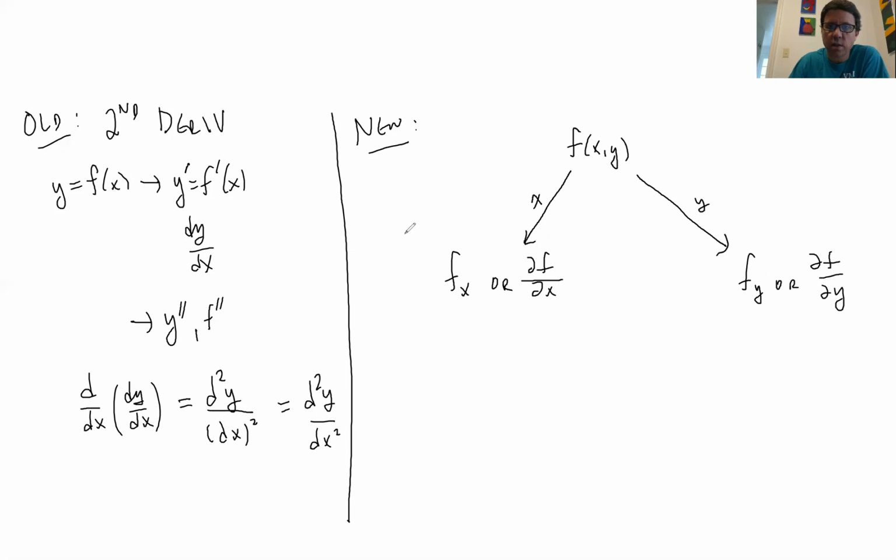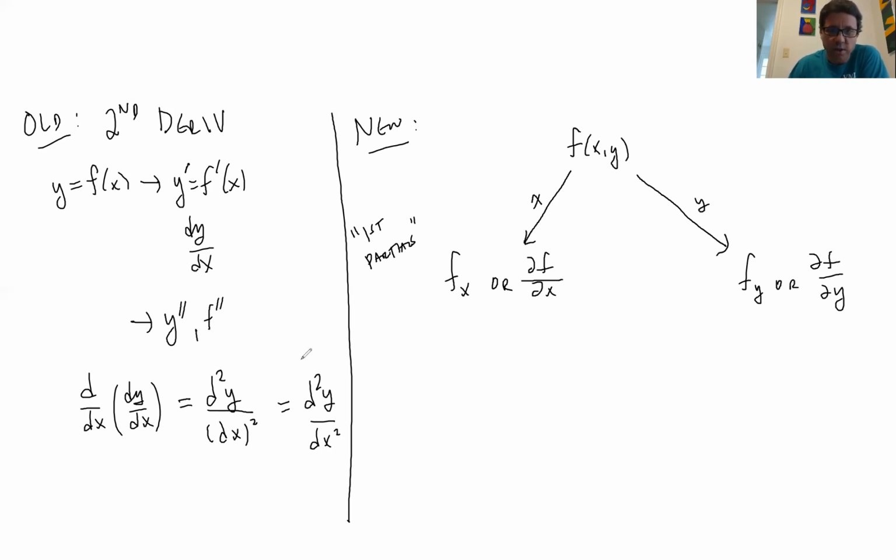So those are the first partials, the first partial derivatives. But now, what happens if I take a second derivative? Well, which one do I do? Do I do the left or do I do the right? And the answer is yes, you do them all.